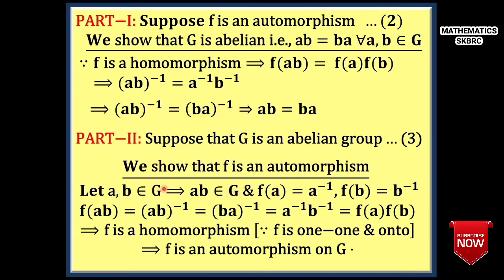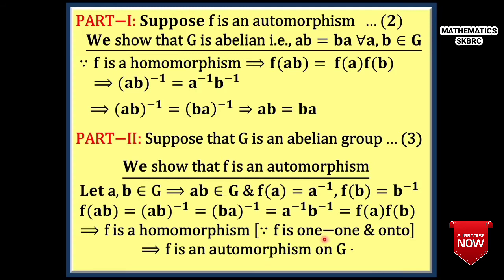Since A belongs to G, f of A is A inverse. B belongs to G, f of B is B inverse. Now f of AB is equal to (AB) whole inverse. That is equal to (BA) whole inverse, since G is an abelian group, AB is equal to BA. (BA) whole inverse is A inverse into B inverse, that is equal to f of A into f of B. That gives f is a homomorphism on G.